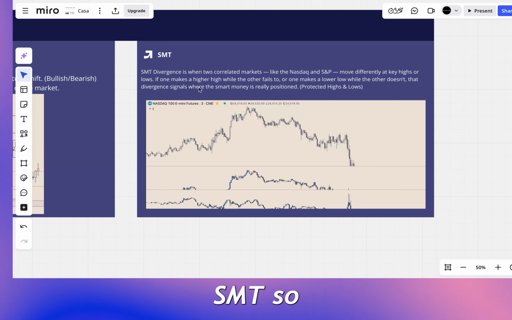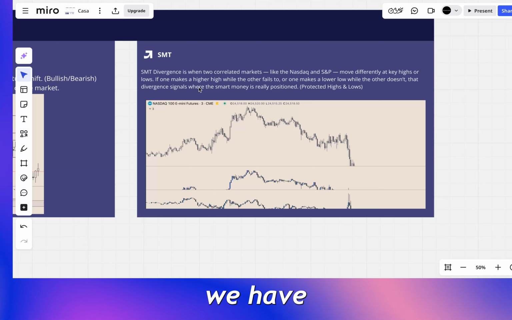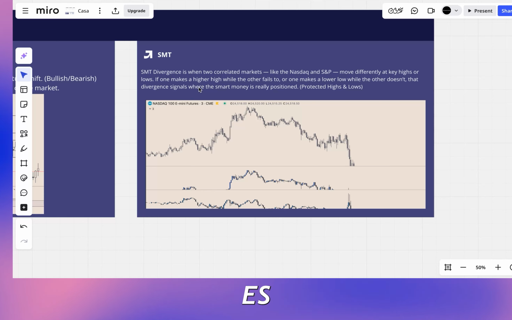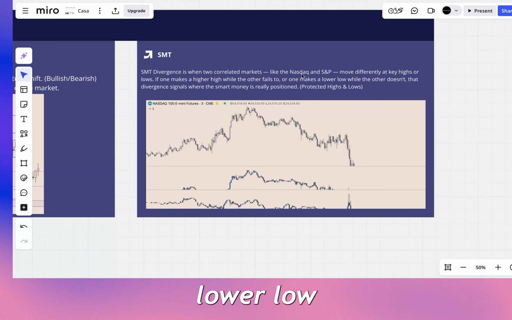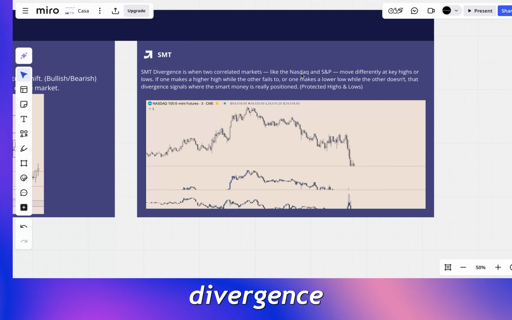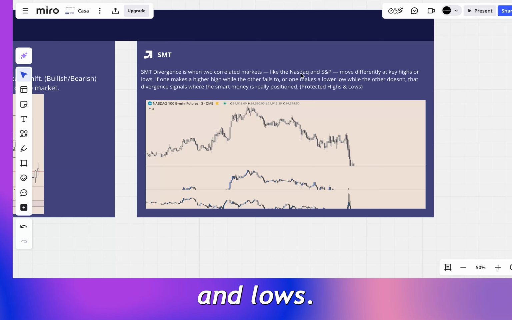So SMT divergence is when 2 correlated assets, or 3 in this case, because we have the Dow Jones (YM), ES, and the NASDAQ, move differently at key highs or lows. If one makes a higher high while the other fails to, or one makes a lower low while the other doesn't, that divergence signals where the smart money is really positioned, protected highs and lows, right?